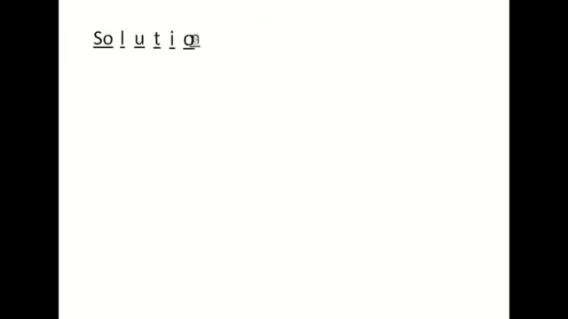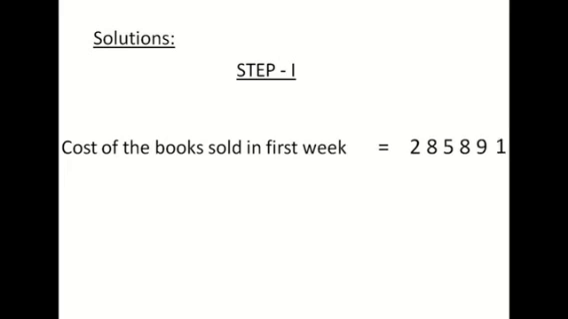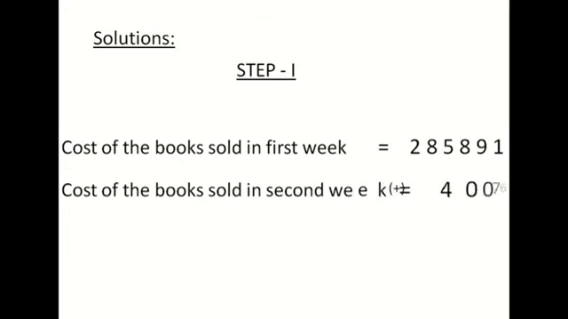Now start the solution. Write step 1. What will be the statement for step 1? First line, you write with me. Cost of the books sold in first week. It is 2,85,891. Next, we will write cost of the books sold in second week. So the amount is here 4,768,000.